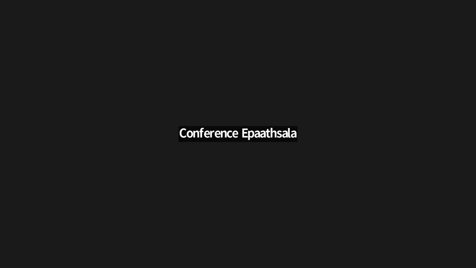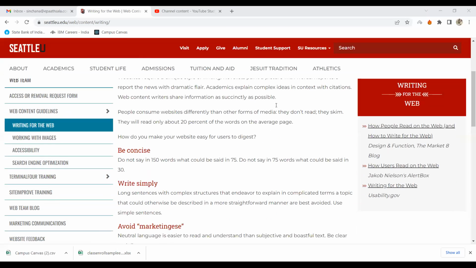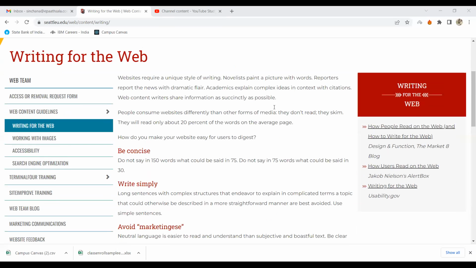I have found one link for writing good content. It is from Seattle University. I want to show you the points they have given for writing good web content. According to them, a website requires a unique style of writing. Novelists paint a picture with words and reporters report the news with dramatic flair.